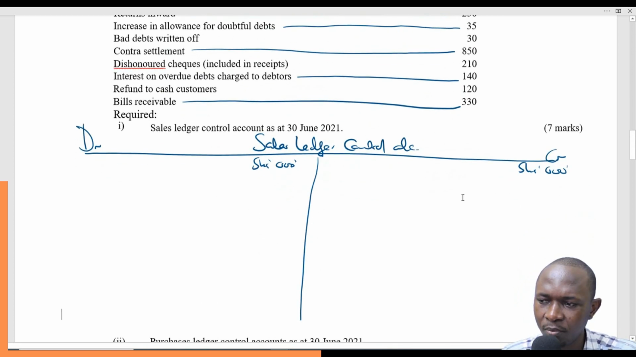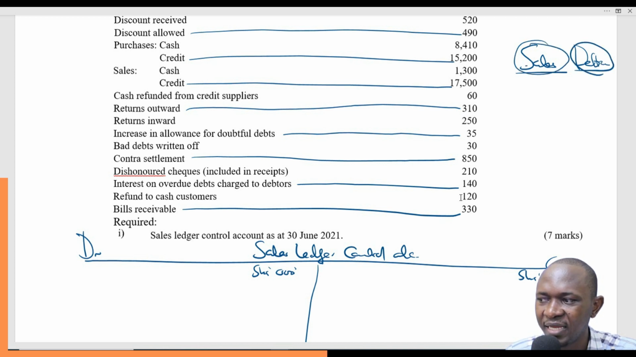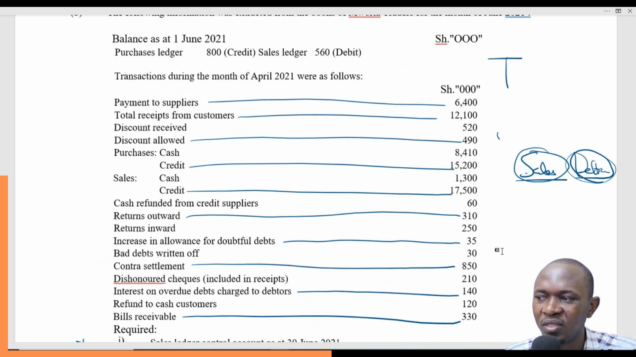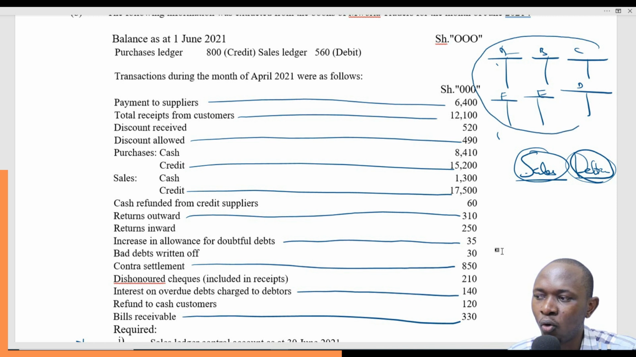Now the rule is very simple. In sales ledger control account, we are talking about the debtors. We sell to the debtors. So sales ledger is about the debtors. We have so many debtors, so we just want to check on the accuracy of these so many debtors. A control account simply shows the accuracy. So these are the debtors. We have debtor A, B, C, D, E, F. Now the control account will show a summation of all these debtors.